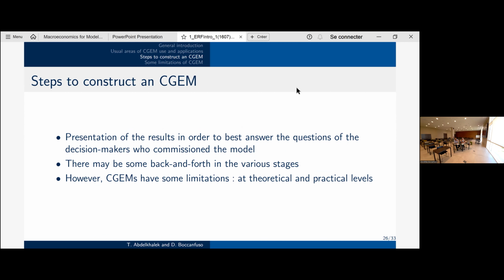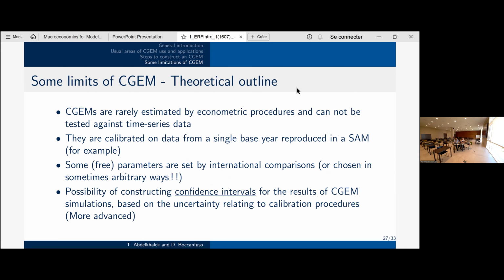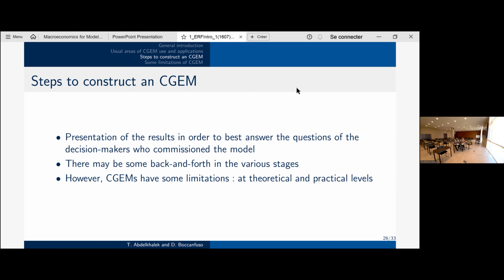I'm looking at the time. I know in, yes, in 20 minutes we can be on time, I hope. Do you have any question for this part? Because now I will go to the limitations of CGE models. Yes, we can take some questions if you have. And I don't know if my English is correct. This is the first time I give this in English.